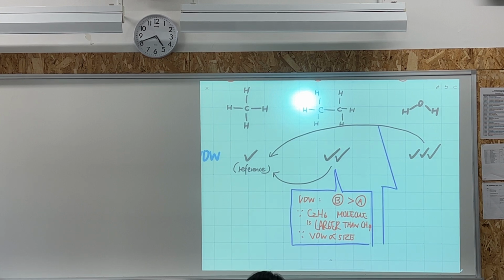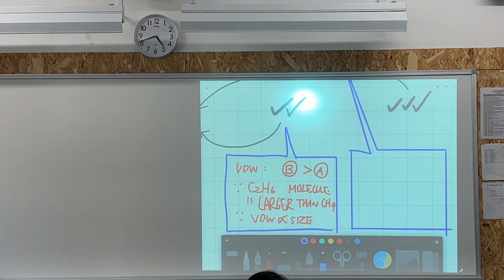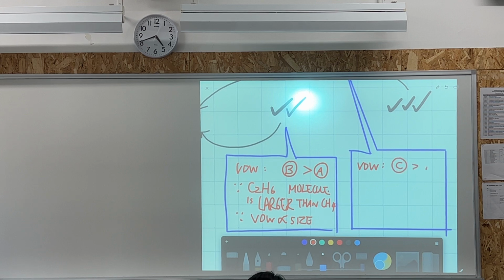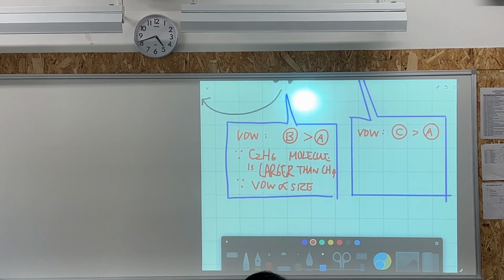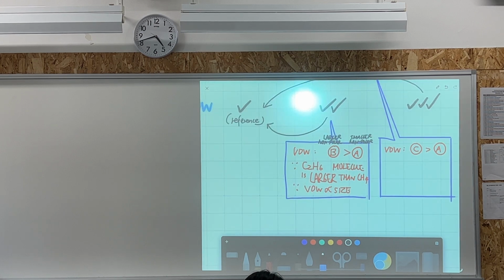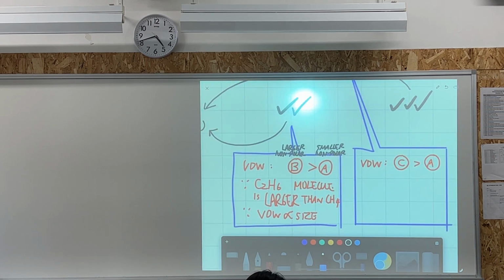So remember, polar molecules have stronger intermolecular force than non-polar molecules. So van der Waals force, C is greater than A. Maybe you can also put down for B, this is larger non-polar versus smaller non-polar. A larger molecule compared to a smaller non-polar molecule will of course have stronger van der Waals force. What about C and A?